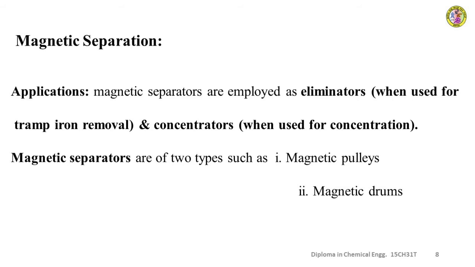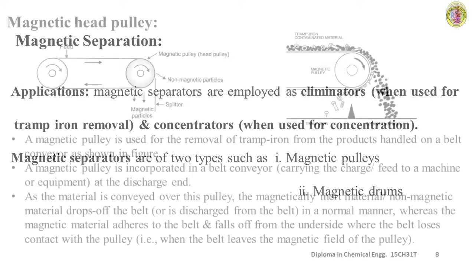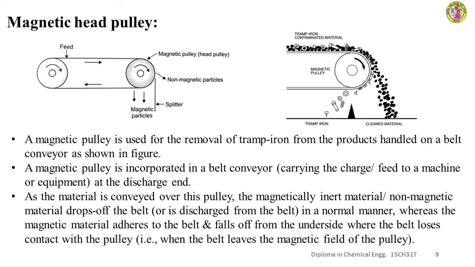There are two types of magnetic separators. One is the magnetic pulley, another one is the magnetic drum. Let us first take up the magnetic pulley, which is also called the magnetic head pulley. The equipment mainly consists of a belt conveyor, where one of the pulleys on which the endless belt is mounted is magnetic in nature. So it incorporates a magnetic pulley as a head pulley, the one which drives the other pulley.